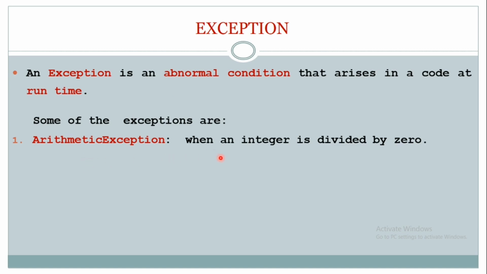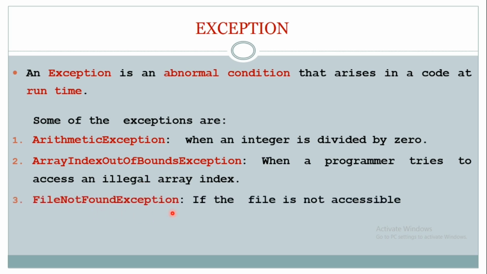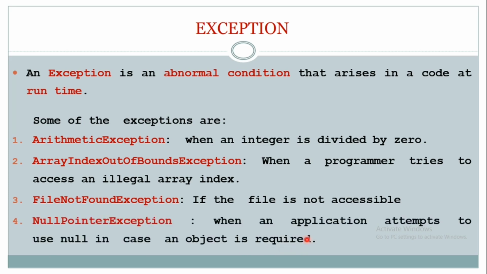Now let us see a few of the exceptions. Arithmetic exception: when an integer is divided by 0, it is an arithmetic exception. What do you mean by array index out of bounds exception? When a programmer tries to access an illegal array index, this exception is thrown. If the file is not accessible or not available, then the system throws file not found exception. And when an application attempts to use null in the case of an object, then the system will throw null pointer exception. That's it about the exceptions.